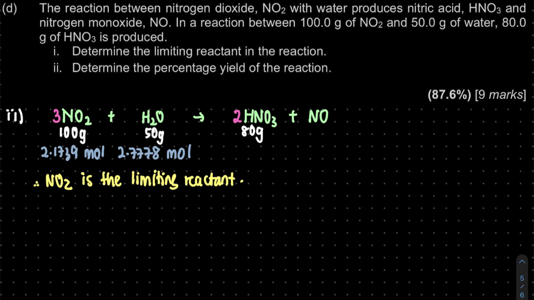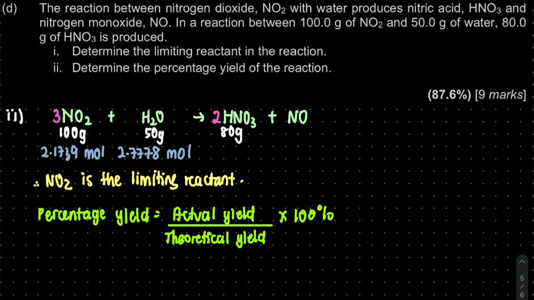So what is the formula for the percentage yield of the reaction? The formula is actual yield divided by theoretical yield times 100. Actual yield is actually given in the question. Usually, that's the one that is given. The theoretical yield is the one that you have to find through your calculation. So it's different.